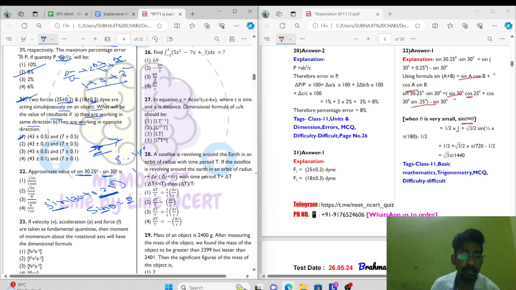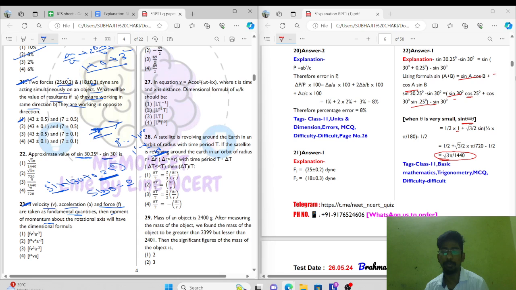Okay, question number 23. Sorry, this is not finished, I think. So if you calculate all the values, I think you will get this. This is root over 3 pi by 1440. Okay, question number 23. If the velocity, acceleration and force are taken as the fundamental quantities, then the moment of momentum is nothing but our angular momentum.